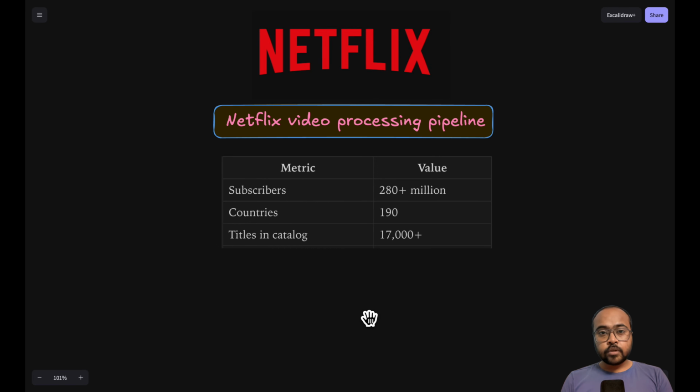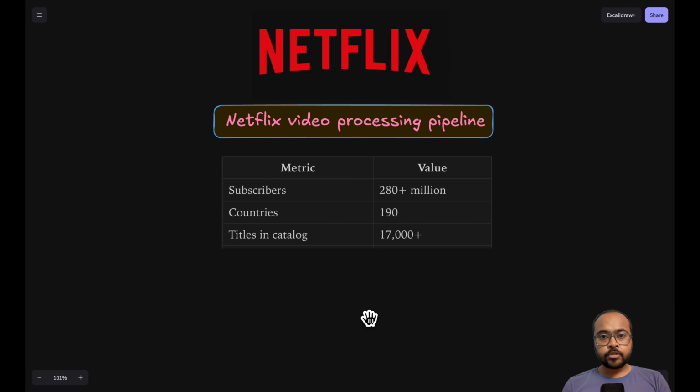Hi everyone. So in this video let's discuss the video processing pipeline in Netflix. If you don't know, Netflix is basically a video streaming platform where you can watch different types of movies, TV shows, everything. So in this video we'll try to discuss how the video processing happens in Netflix. That means whenever any new movie is released, right?